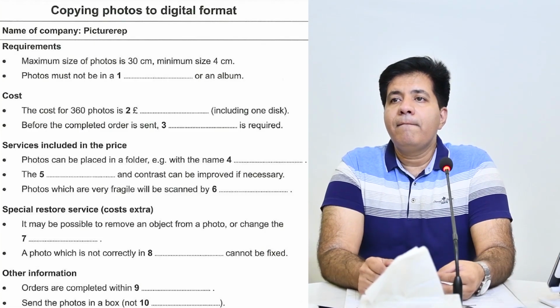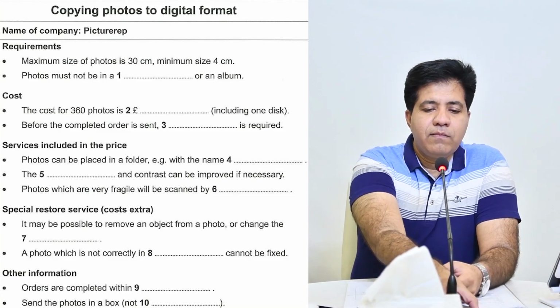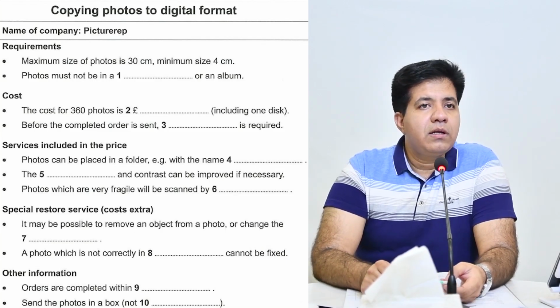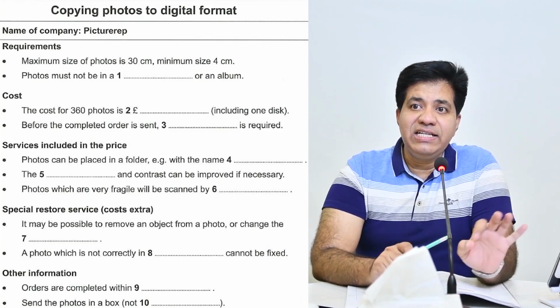Any other information I can give you? Oh, how long will it all take? We aim to get the copying done in 10 days. Fine. We aim to get the copying done in 10 days.